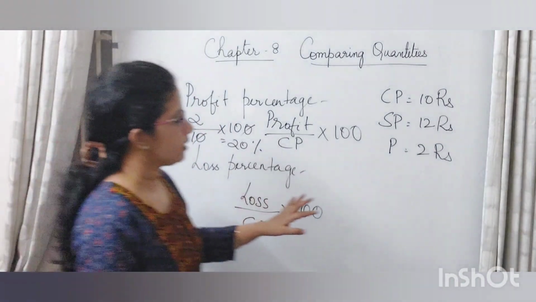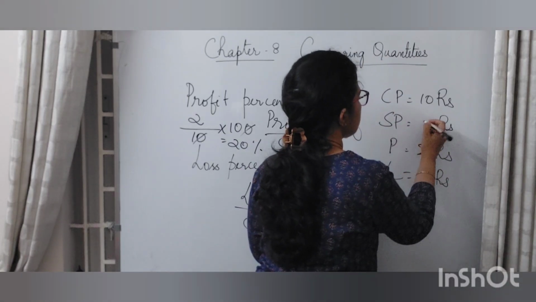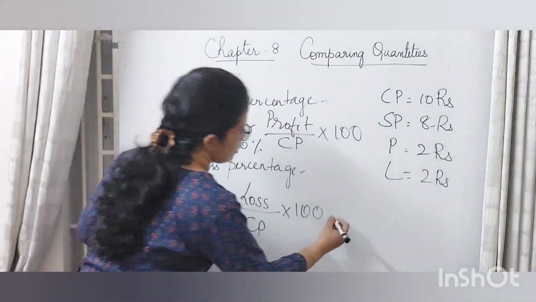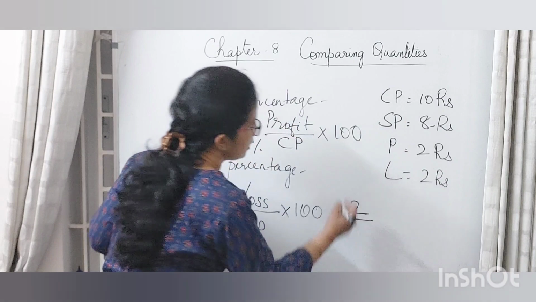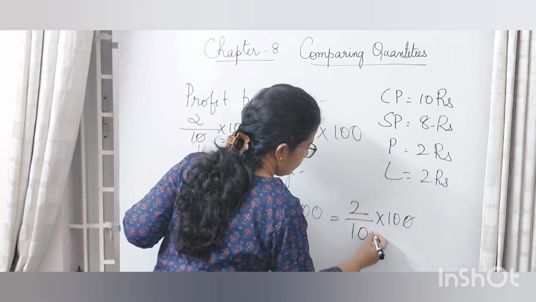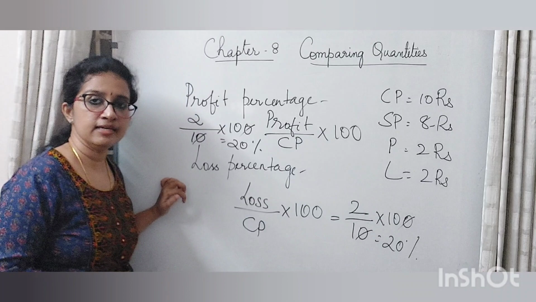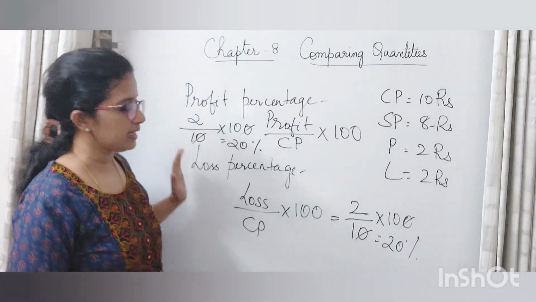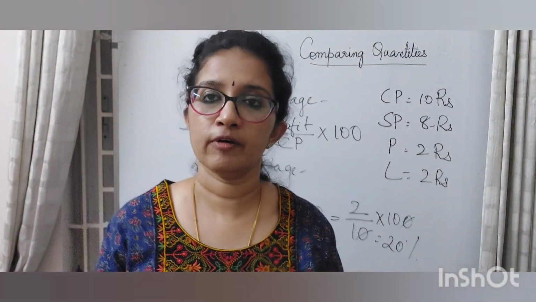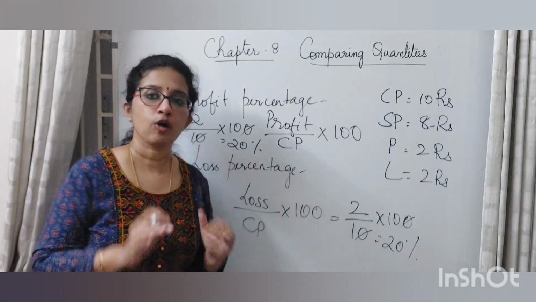So if you are taking a loss of 2 rupees, that is, he has sold the biscuit for 8 rupees. So what is the loss percentage? Loss is 2 rupees by cost price, 10 rupees, into 100. 20% is the loss percentage. Clear with this? With these two, profit percentage and loss percentage, both are calculated based on cost price. We need not take selling price here.